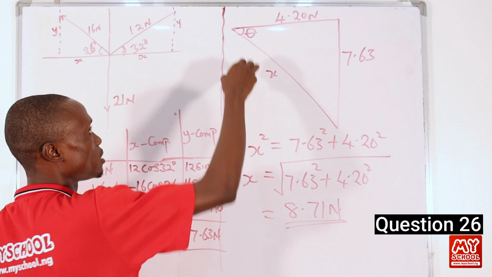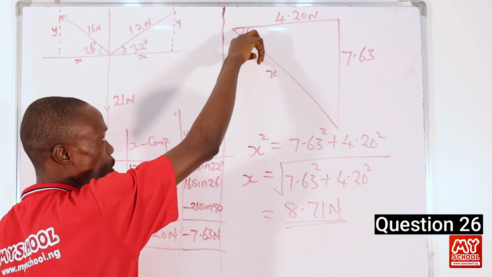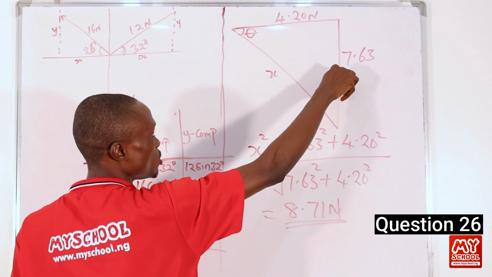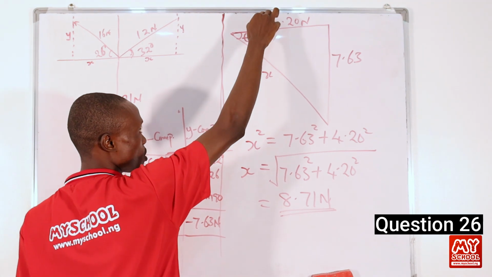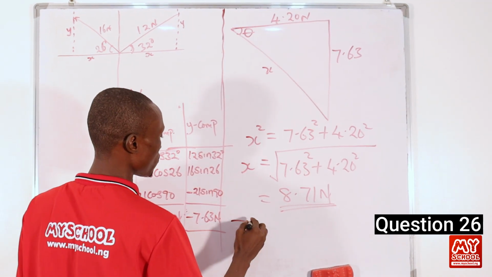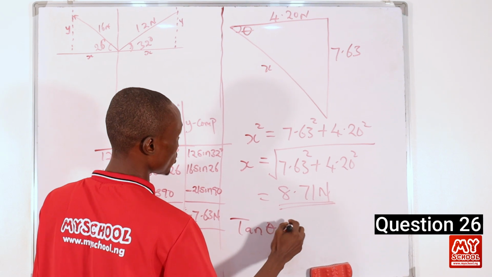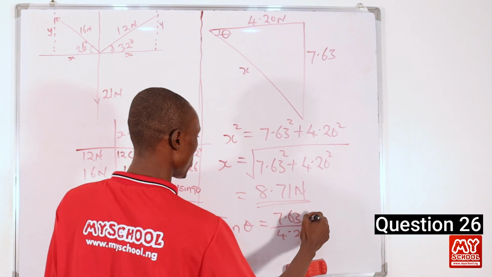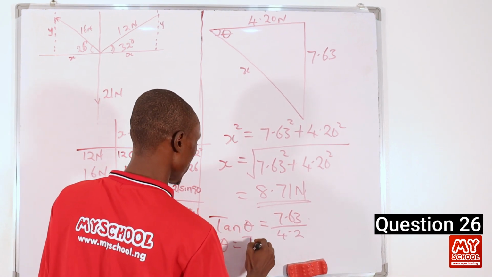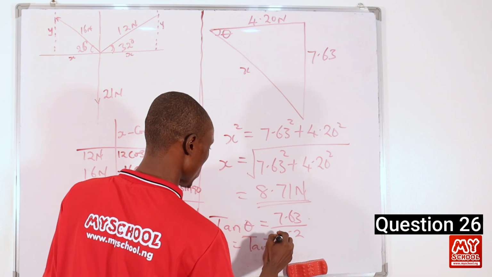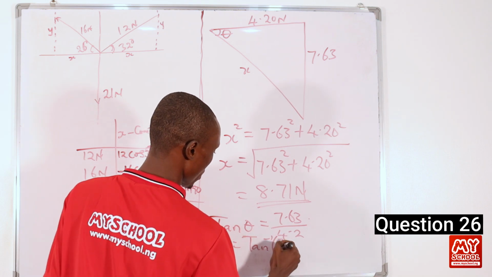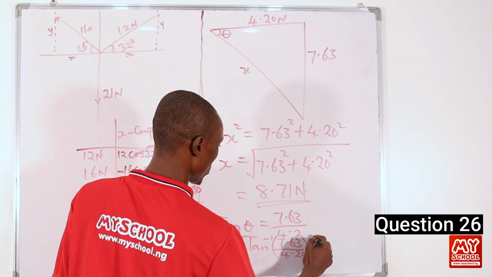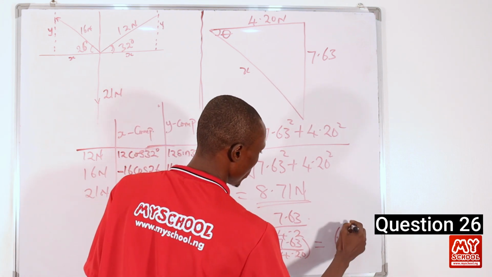But we need to also calculate the direction of the force. Since this is the angle we are looking for, and here is opposite and here is adjacent, in that case we are going to use tan. So tan theta is equal to 7.63 over 4.20. So theta will be equal to tan inverse of 7.63 over 4.20. This will be equal to 61 degrees.